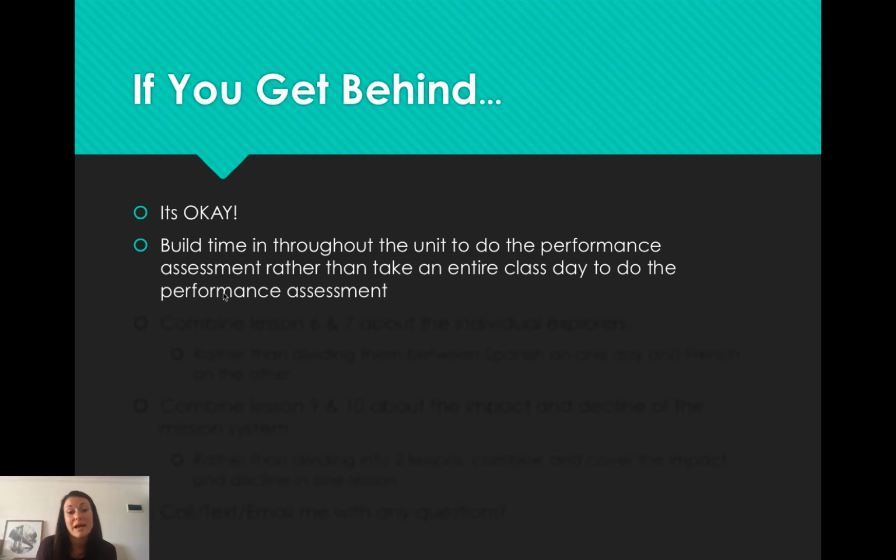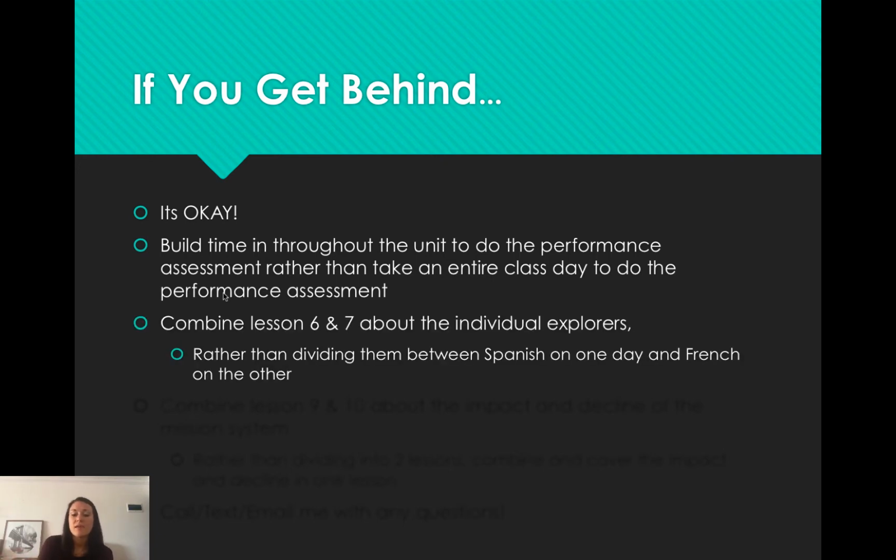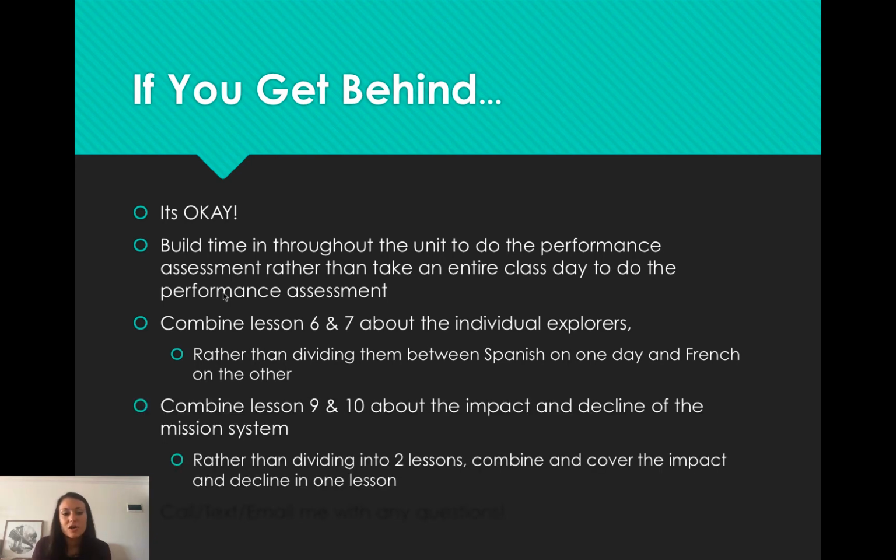So first off, you could build in time throughout the unit to do the performance assessment rather than take an entire class day to do the performance assessment. So maybe you build in like a 15-minute, 20-minute chunk of time in 4 different lessons rather than one whole day. You could also combine lesson 6 and 7 about the explorers. So instead of doing 1 day French, 1 day Spanish, just do a whole day on explorers. You could combine lesson 9 and 10, which is about the impact and decline of the mission system. So instead of 1 day impact, 1 day decline, just do 1 lesson on both of those things. And again, like I said, call, text, email me if you have any questions about how to combine, what content to prioritize. I'm happy to help you out there.